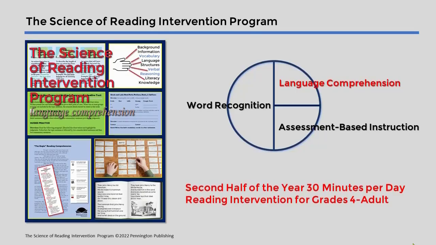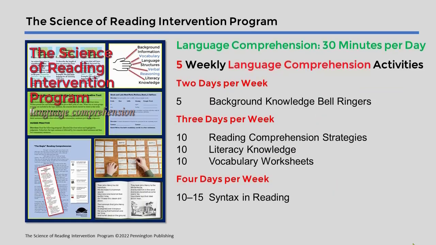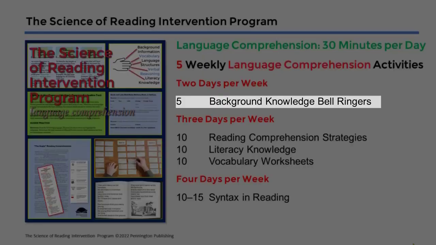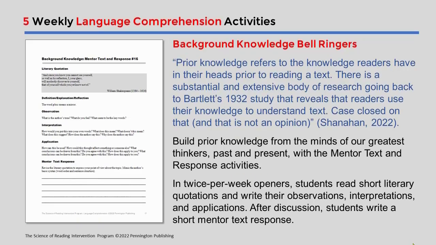The Science of Reading Intervention Program language comprehension lessons feature the comprehension building components that students need to understand complex text. The background knowledge mentor text and response is a whole class instructional activity. For each 5-minute bell ringer, read and discuss the short literary quotation and background knowledge. The students write a short response to express their own views on the topic.